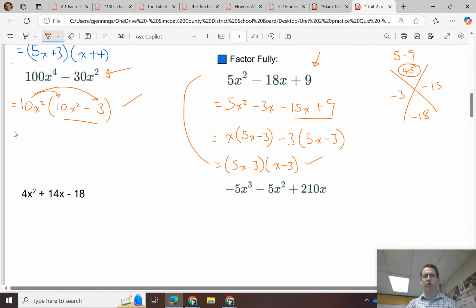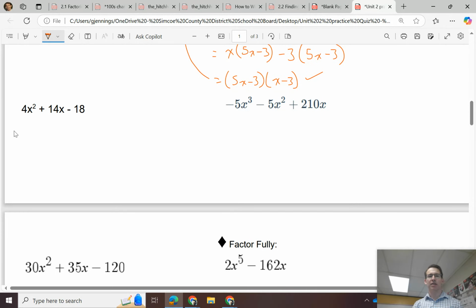You can, of course, check it by expanding it and see if you get that. I'm not doing that all the time this time, but just know that I am doing it in my head very quickly to verify my work, because I don't want a mistake in here. Oh, look, this one has a common factor. The common factor is 2. So I'm going to write that this is equal to 2 multiplied by 2x squared plus 7x minus 9.